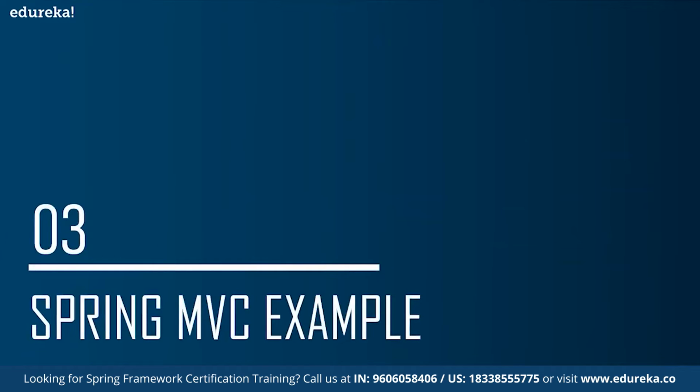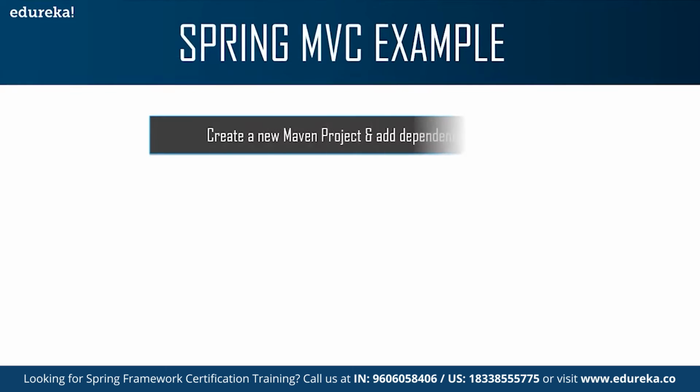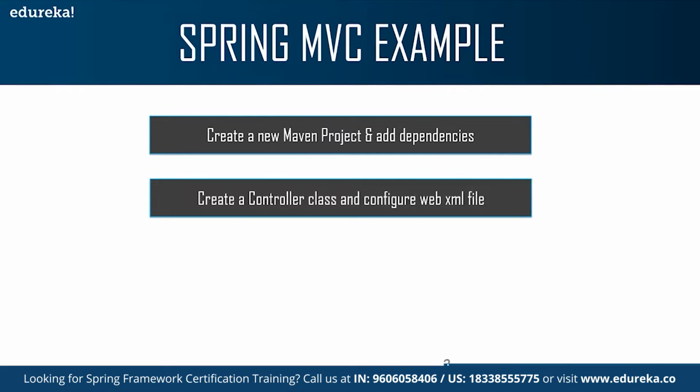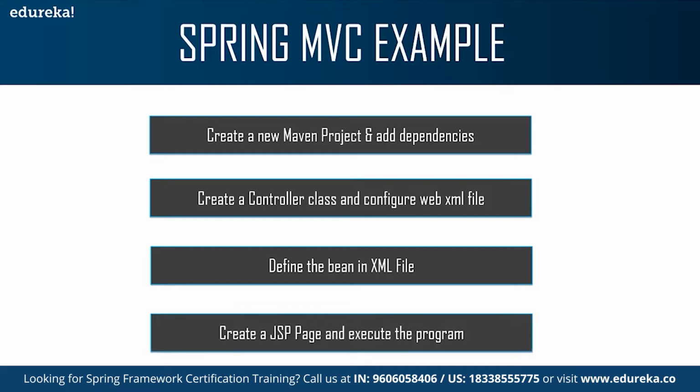Okay. Now let's move further and see a small example of Spring MVC. There are various steps that you have to understand. First, you need to create a new Maven project and add all the dependencies. Then you have to create a controller class and configure the web XML file. After that, you have to define the bean in the XML file. And then you need to create a JSP page and execute the program, right? So now let's see how it works.